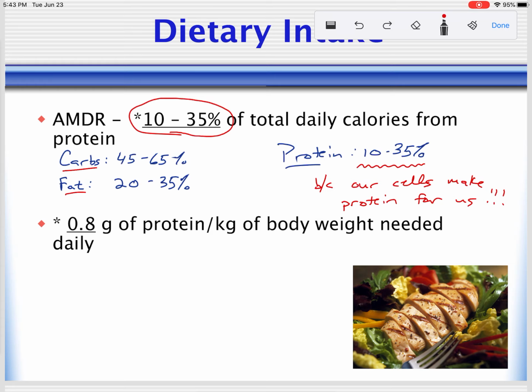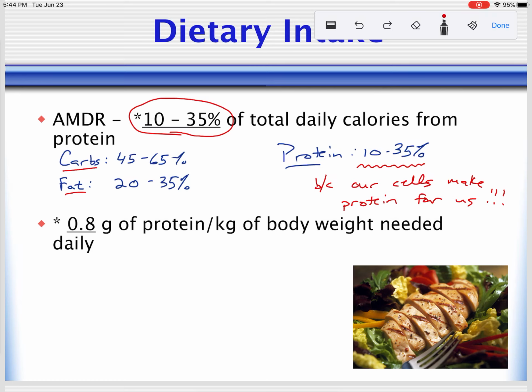Excellent. Now, as a small side note, our cells can make carbohydrates, but they can only make carbohydrates from something else. So, for example, it's possible for a cell to take protein and convert it into carbs or fat. But what I was talking about is our cells cannot just make carbs and fat out of thin air, but our cells can make protein out of thin air.